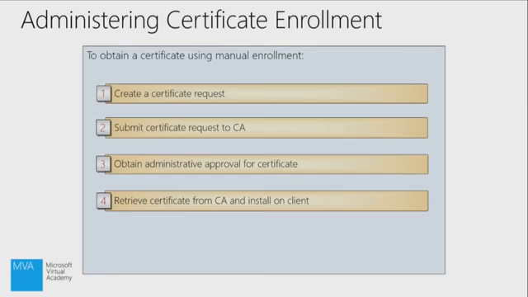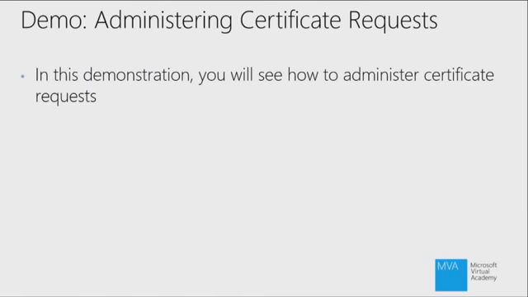We did talk about administering certificate enrollment. This is what we just did. Creating, submitting, obtaining approval, and retrieving. In this case, the step we skipped was approval. We don't have the certificate template set up so that when a request is submitted, an administrator has to manually approve it. That is one difference. There is a demo here on how to administer requests. I'm going to skip this demo in the interest of time. We've seen all the steps for requesting and enrolling for certificates.